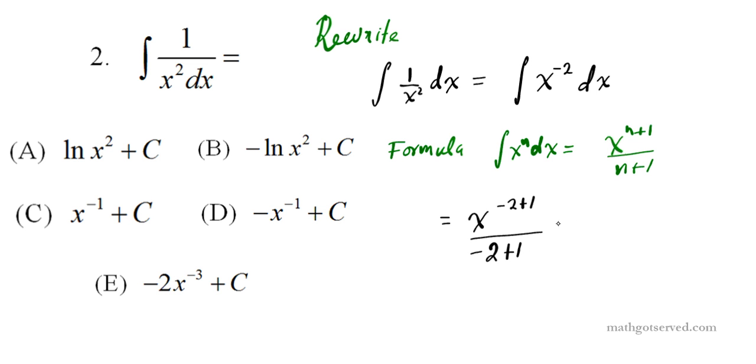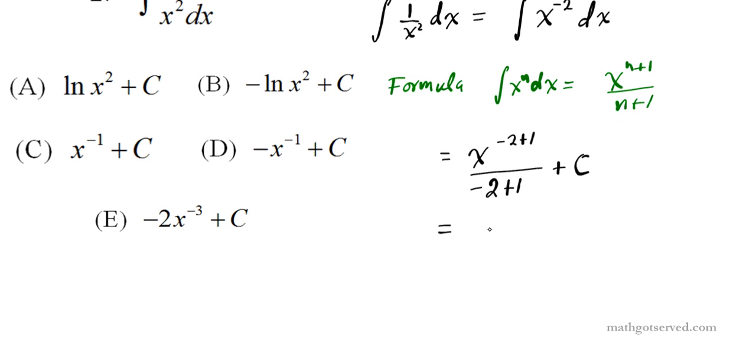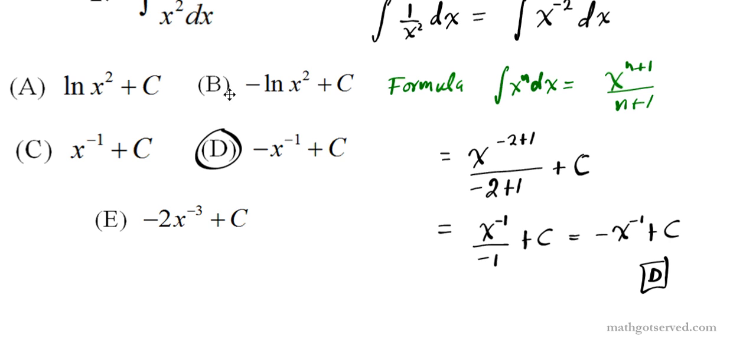Don't forget, anytime you have an indefinite integral, when the integral slides away, you add a c. All right? So let's simplify this. We're going to have negative 2 plus 1 is negative 1, x to the negative 1 over negative 1 plus c. And if we simplify this, this simply becomes negative x to the negative 1 plus c. Answer is option letter D.